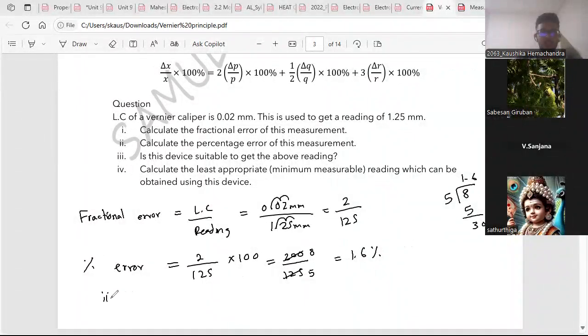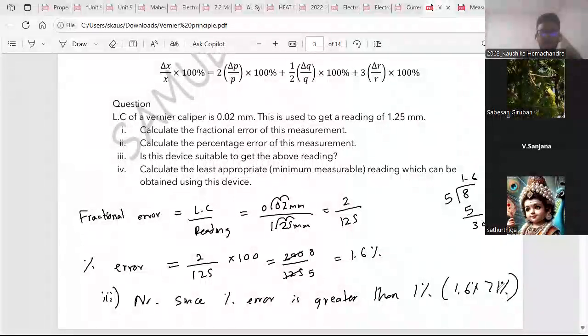So in the third one, they ask, is this suitable to get the measurement? No. Why? Since percentage error is greater than 1%, that is 1.6%, greater than 1. Then they ask, calculate the least appropriate or minimum measurable reading which can be obtained using this device. So you can calculate that and send it. Then we will discuss. I'll give you 2 minutes to do that.